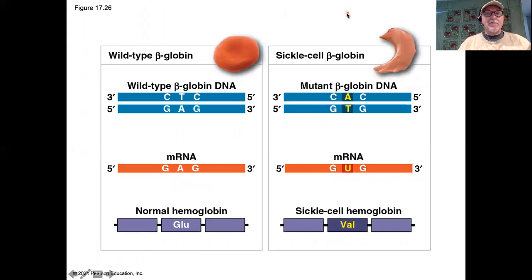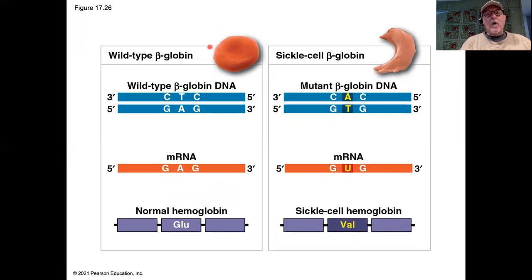So let's have a look. We've mentioned this one before, but it really serves to illustrate the impact that a single base change can have. And this is the mutation which results in the condition of sickle cell anemia. So sickle cell anemia arises in one of the hemoglobin molecules. There are 4 hemoglobin molecules, 4 peptides that make up the hemoglobin molecule.